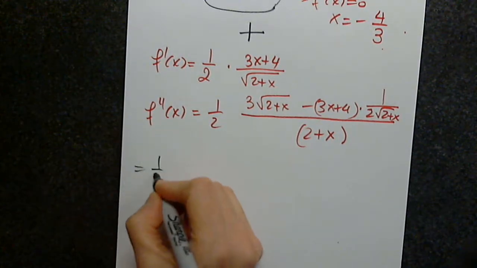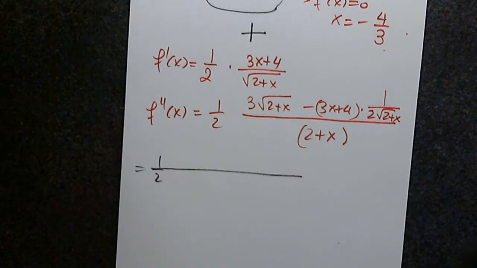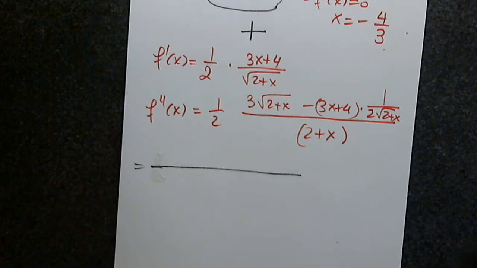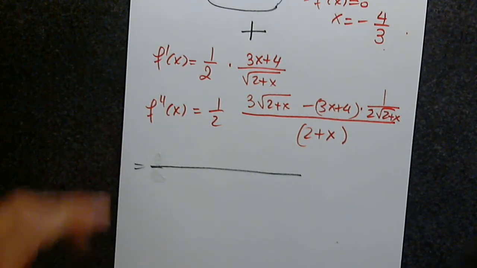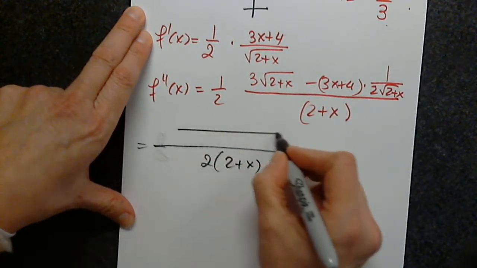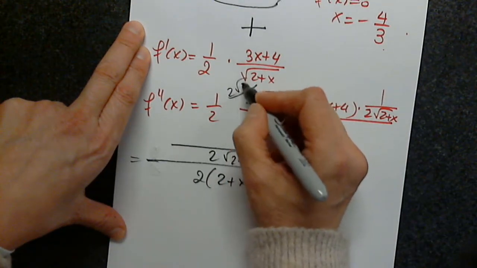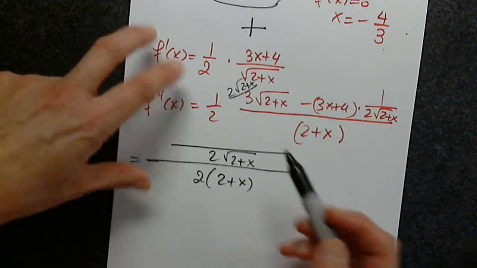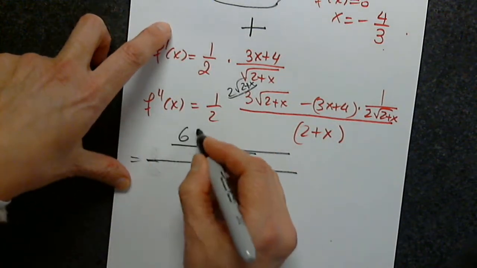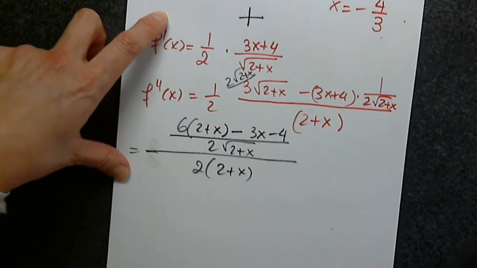So now I have 1/2. Now I can put it together. It doesn't matter anymore. It can wait still, but we can incorporate it now. So the denominator is 2 plus x. Now the least common denominator is 2, the square root of 2 plus x. And this one is 2, the square root of 2 plus x. So this will be 6 this time, times 2 plus x, and minus 3x and minus 4.